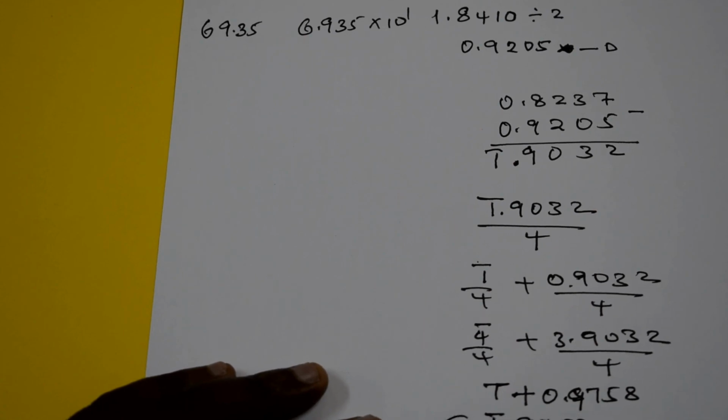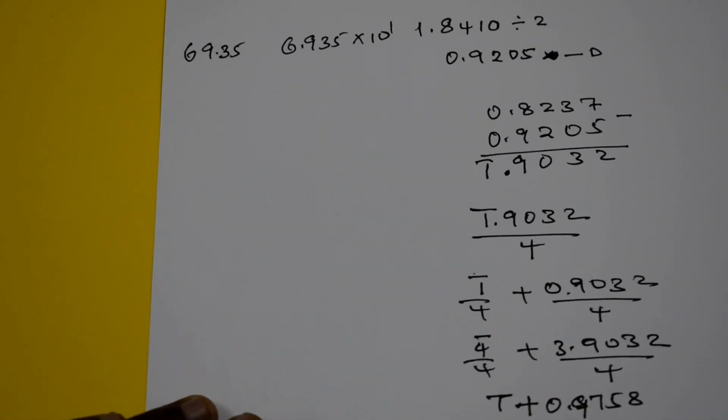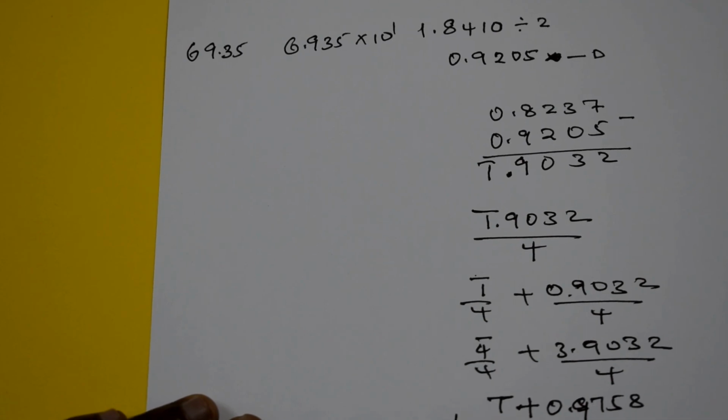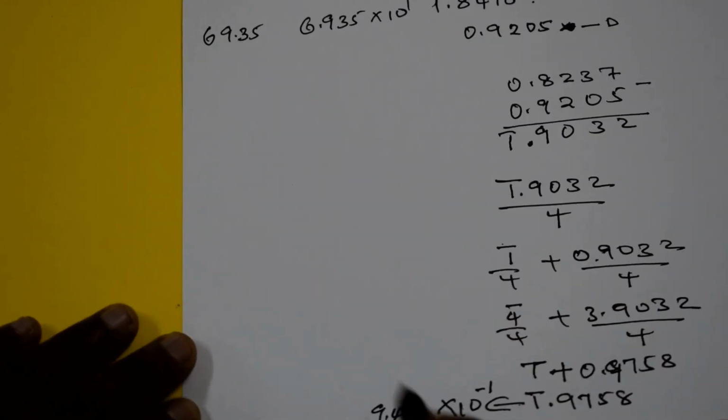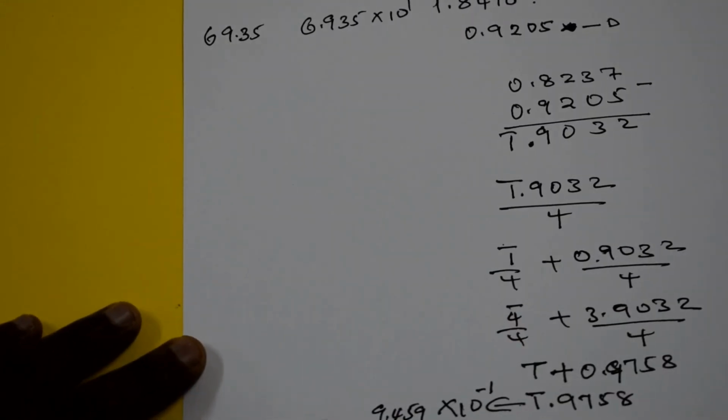So this is bar 1.9758. Read the antilog, which is 10 power negative 1 times the antilog of 9758. You will get 9.459 times 10 power negative 1. So the answer would be 0.9459.